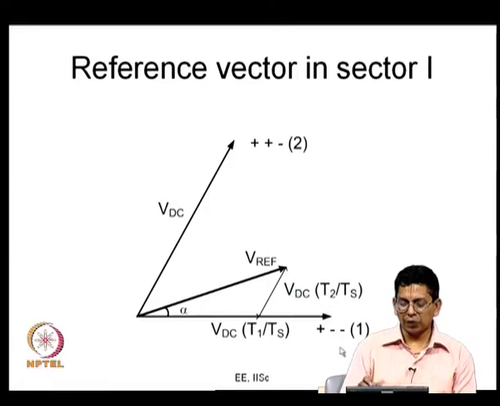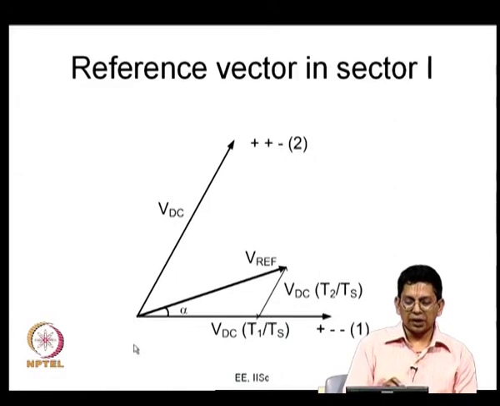So, if you apply V1 vector for some t1 seconds out of Ts seconds and V2 vector for t2 seconds out of Ts seconds, and null vector for the remaining time, what you get is this effective average vector you want. Thus, you can see that the times t1 and t2 should be related to this Vref and alpha. So, you can work that out.